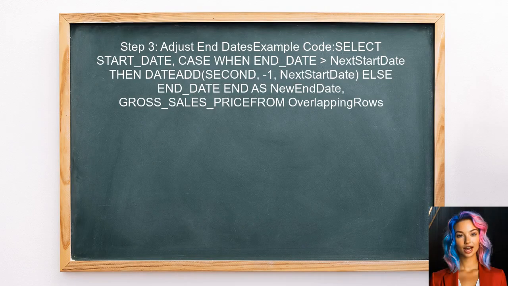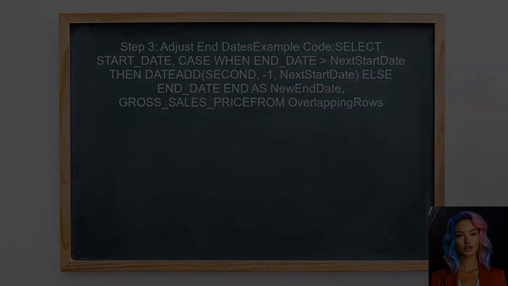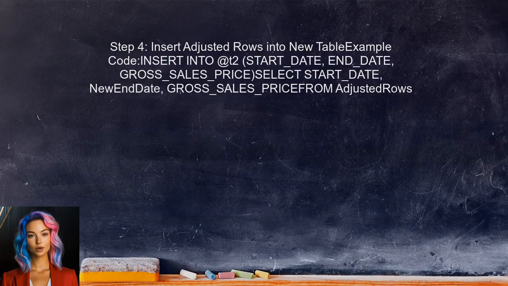Now, the user needs to adjust the end date of the overlapping rows. This can be done by using a case statement to set the new end date based on the next start date. Finally, the user can insert the adjusted rows into a new table. This will ensure that the original data remains intact while creating the desired output.